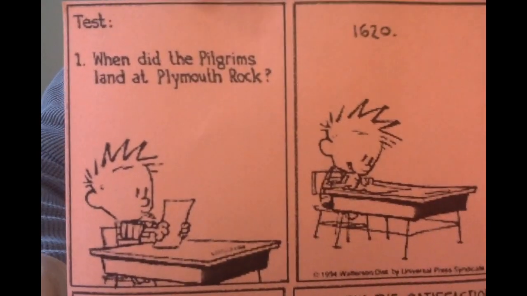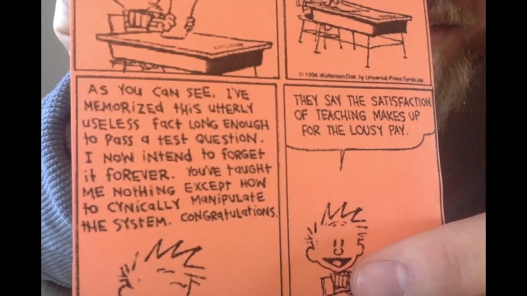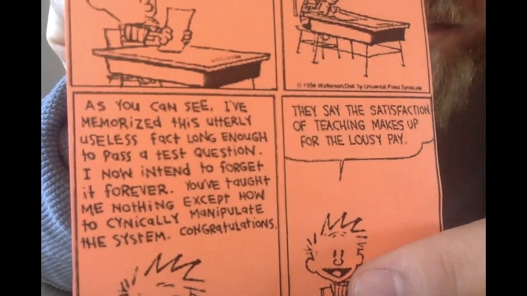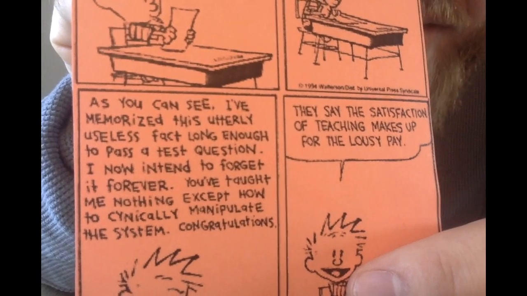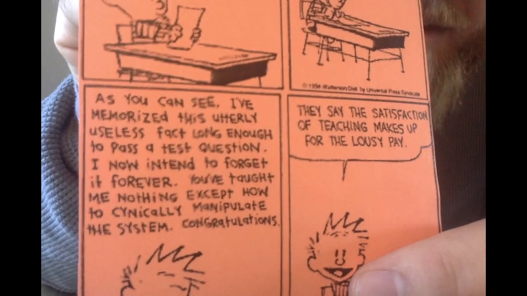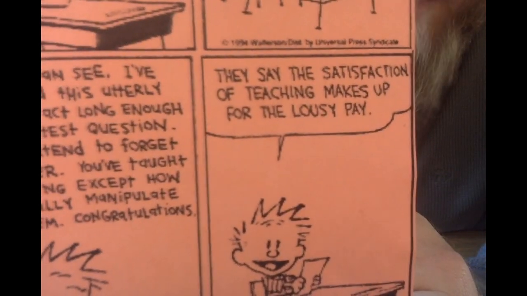So we got Calvin here taking a test. When did the Pilgrims land at Plymouth Rock? Jot down the answer real quick. 1620. He is all good. As you can see, I've memorized this utterly useless fact long enough to pass a test question. I now intend to forget it forever. You've taught me nothing except how to cynically manipulate the system. Congratulations. So they say the satisfaction of teaching makes up for the lousy pay. Great. He hits it on the head.